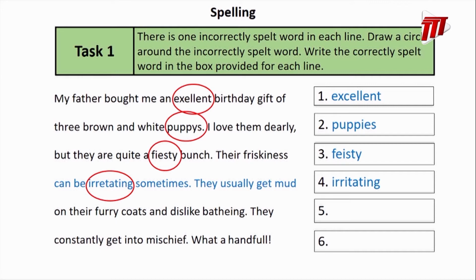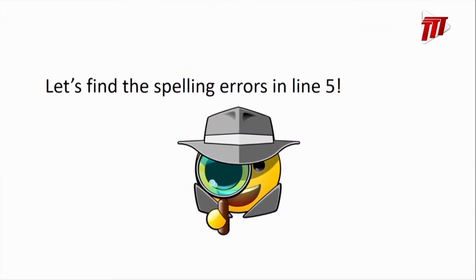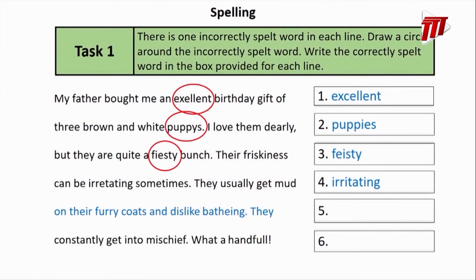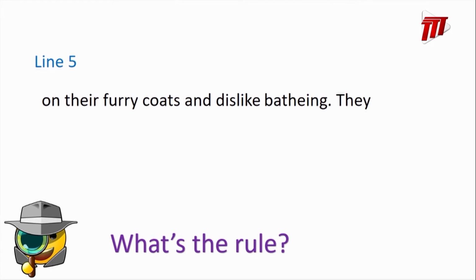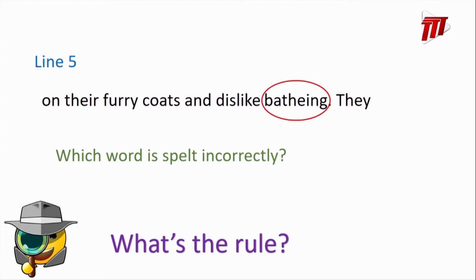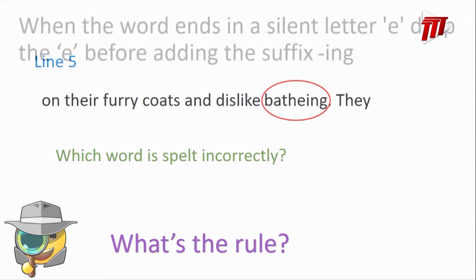Circle the word that's spelled incorrectly and write the correct thing in the box provided. So let's continue with the error in line 5. They usually get mud on their furry coats and dislike bathing. Right away you're seeing the error. Yeah. Let's examine the sentence. What's the rule? Which word is spelled incorrectly? Bathing.